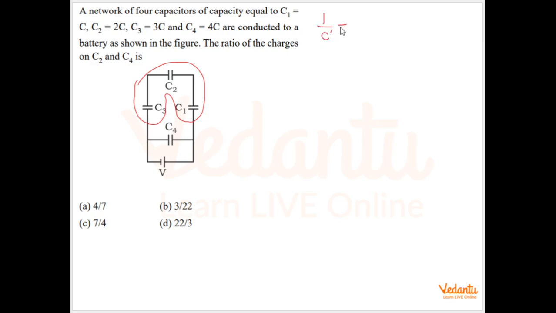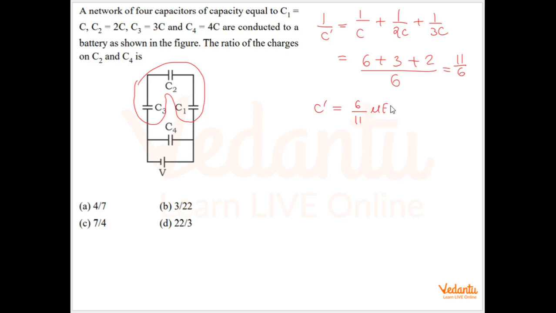So C dash will just be 1 by C1, which is C, plus 1 by C2 plus 1 by C3. Now when you do this calculation, it will be 6 plus 3 plus 2 divided by 6, that is equal to 11 by 6. So the equivalent of those three capacitors will be 6 by 11 microfarads.